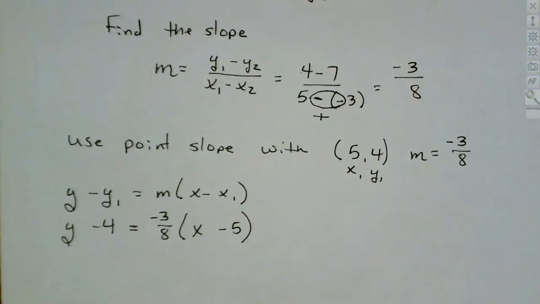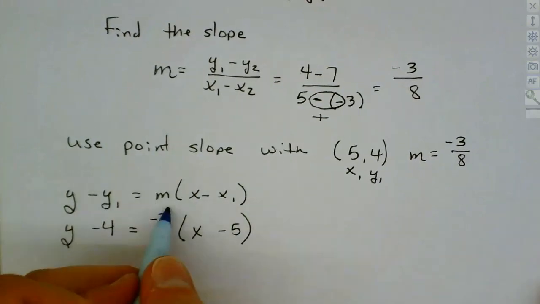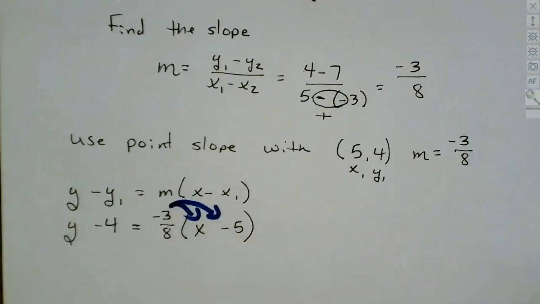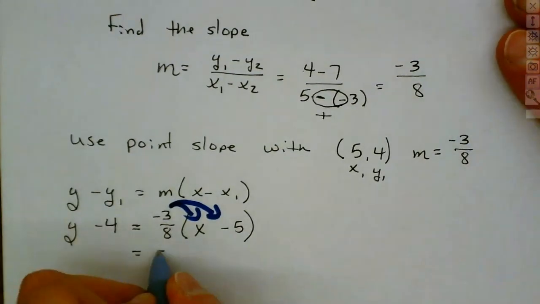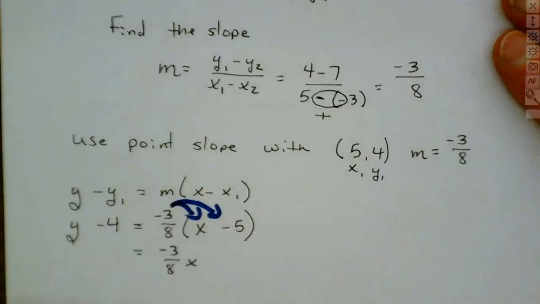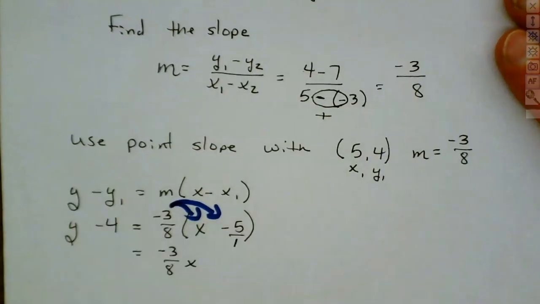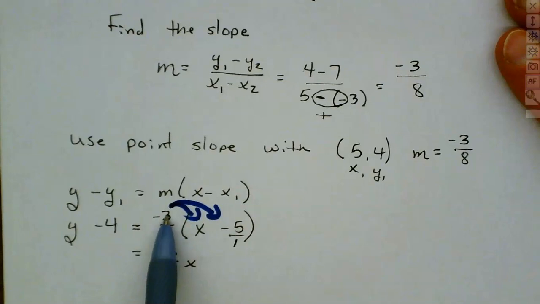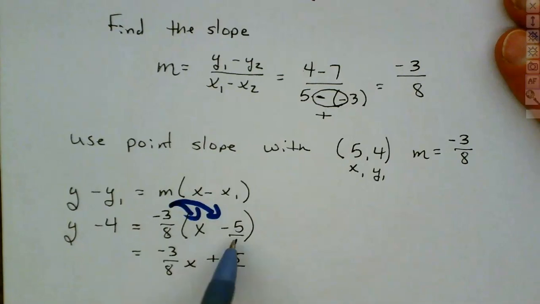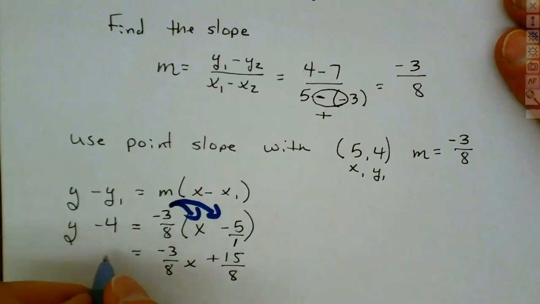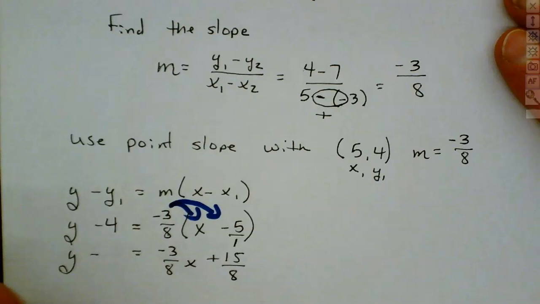Now we just clean it up, and we want this one in standard form. So we're going to distribute this fraction through. How do we distribute the fraction through? Well, we just multiply. So that's going to be a minus 3/8 x there. What about this one? That's like a minus 5 over 1. Minus 3 times minus 5, that makes it a positive 15. And 8 times 1, that makes it an 8. And the left-hand side is y minus 4.